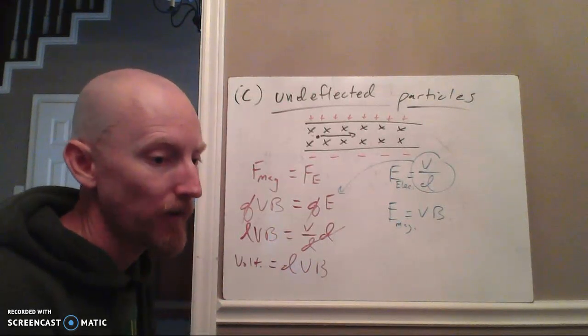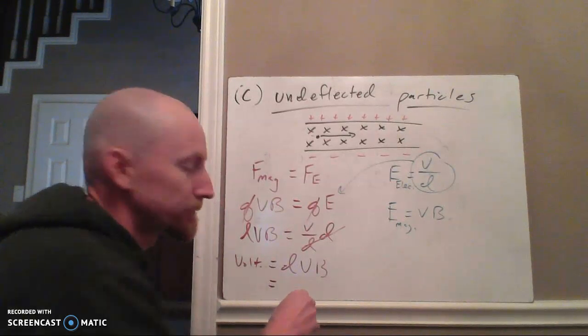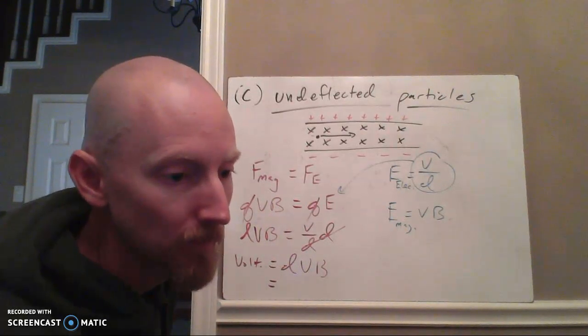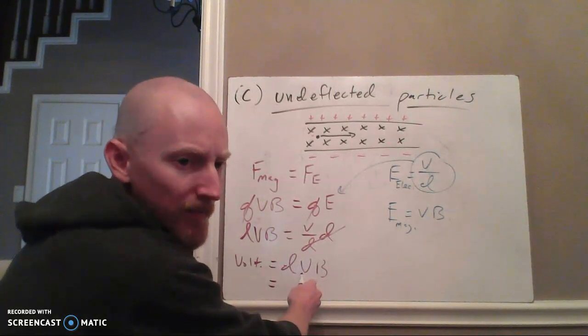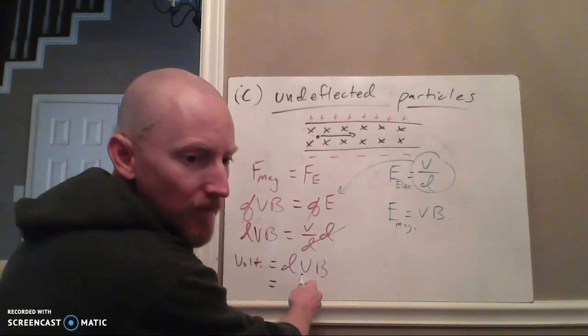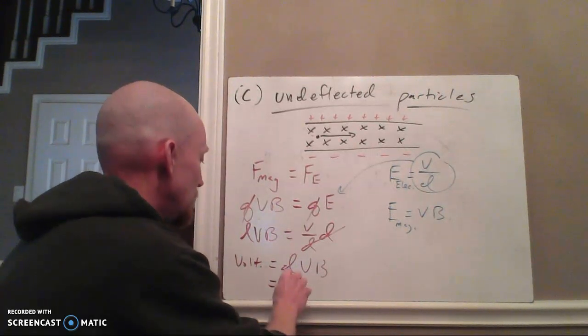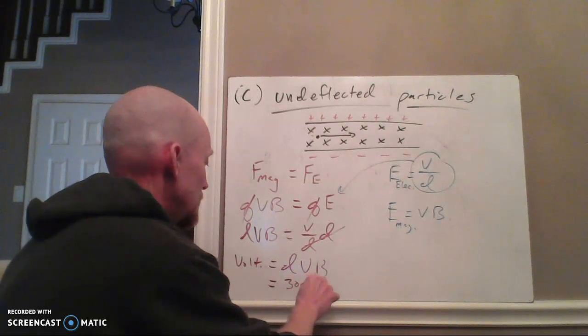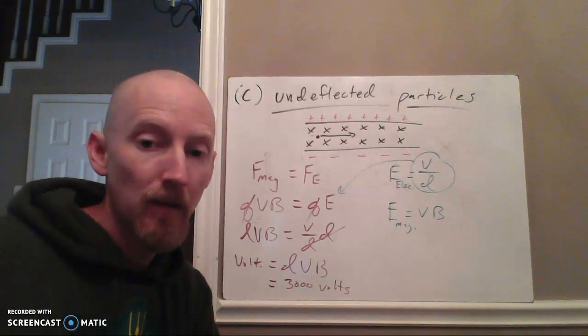You should get around 3,000 volts when you put all your numbers in there. What are the numbers? Let's see. 5e negative 3. Velocity is 2e to the 6th. And this is 0.3 Tesla. And you should get around 3,000 volts for that question.